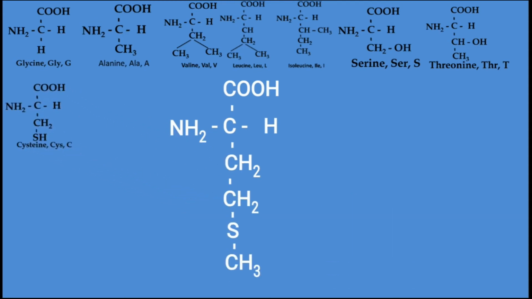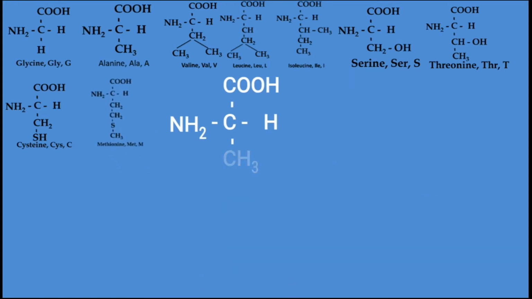Methionine is a 4 carbon amino acid, and the sulfur is present between the 3rd and 4th carbon. It is called MET in the 3-letter code and the 1-letter code is capital M, and this is also a sulfur containing amino acid.